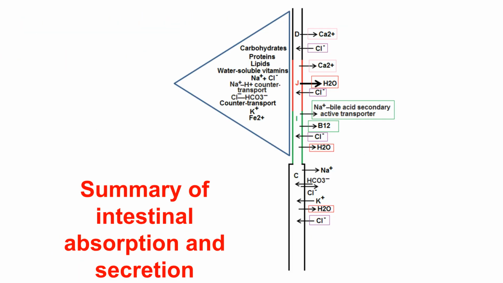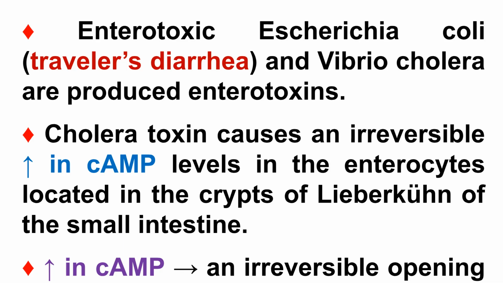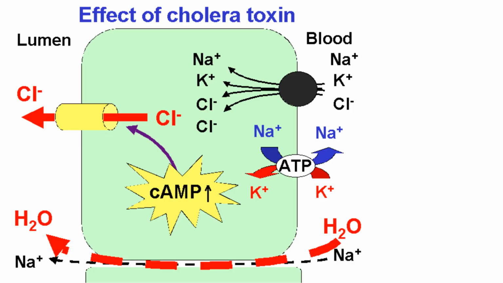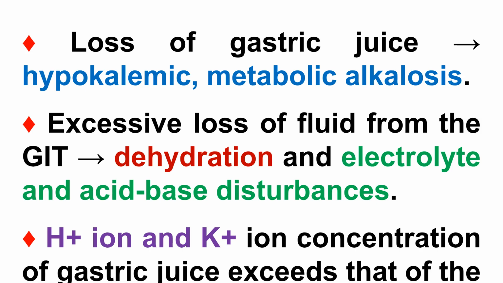There are two types of chloride channels, cAMP-activated and calcium-activated. cAMP-activated channels are stimulated by VIP, leading to passive sodium and osmotic water secretion. Calcium-activated channels are stimulated by acetylcholine and serotonin from the enteric nervous system. This is a summary of intestinal absorption and secretion.